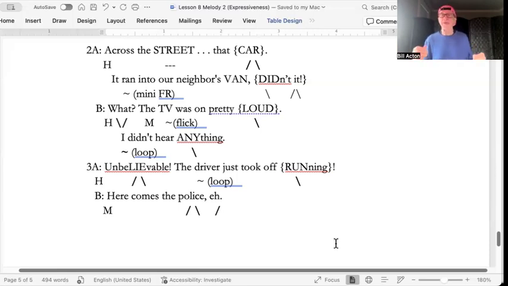So you have the secondary stress. If we did that last sentence, we could do it with a light fall rise. Here come the police. Now we'll do it with the thumb. Here come the police. Lighter, right? Now we'll do the loop. Here come the police. So kind of 3 levels of secondary stress: just flick, tap, and loop for more energy.